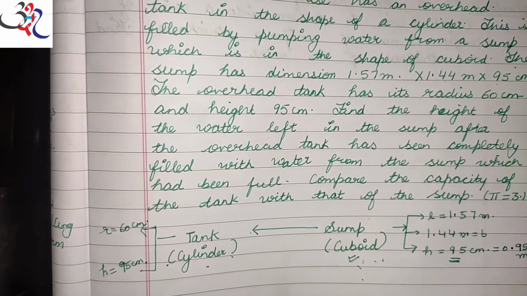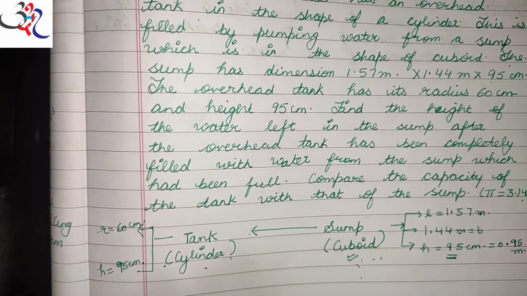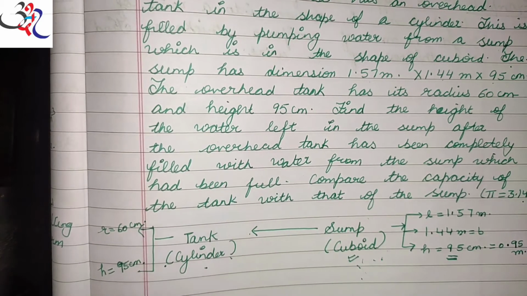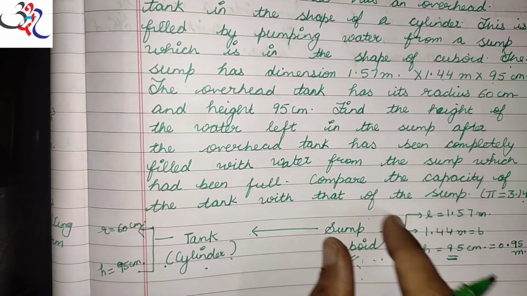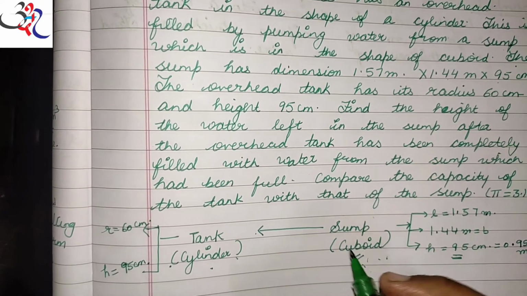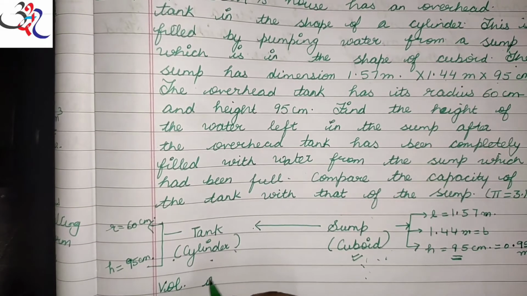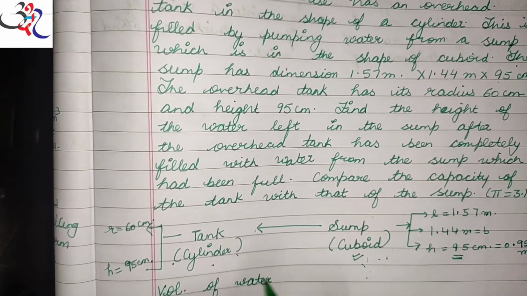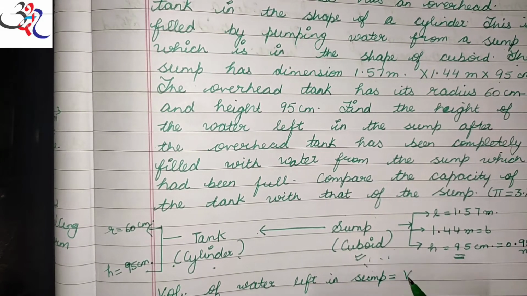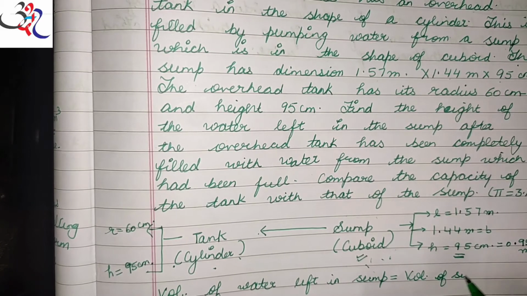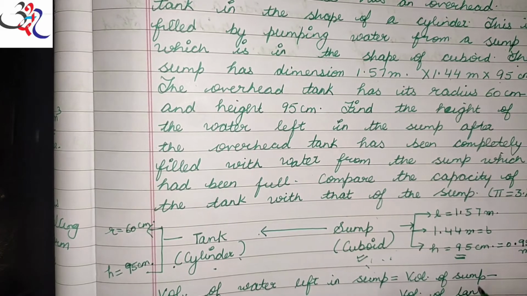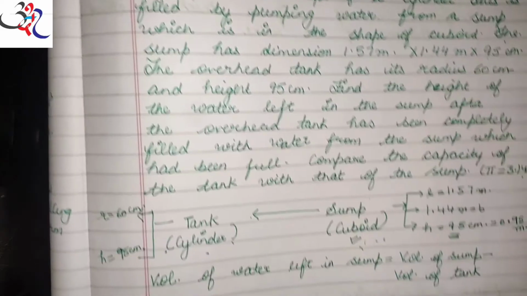Okay, so how can we find this? If we know the volume of the sump and the volume of the tank, and we do the subtraction, we get how much volume the sump has filled into the tank. So we will get the volume of the water left in the sump. One thing we have to find out is the volume of water left in the sump, which will be equal to the volume of the sump minus the volume of the tank. Okay, so this is the first part which we have to find out.